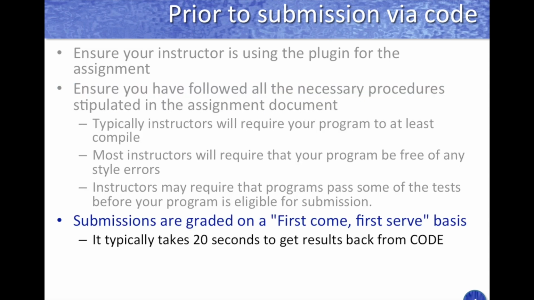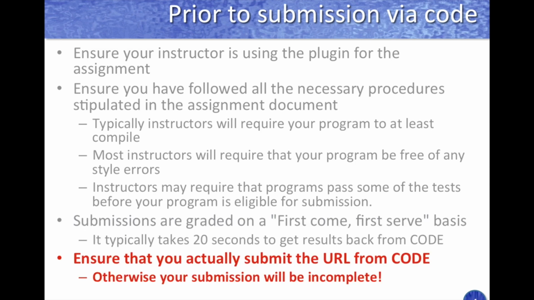Submissions received by Code are graded on a first-come, first-served basis. It'll typically take about 10 to 20 seconds to get results back from Code, so you need to wait for about 20 seconds. And of course, once all of the code processing has been done, Code generates a URL for you to submit as part of your assignment. So ensure that you actually submit the URL from Code, otherwise your submission will not be complete and you will not get points for that homework.